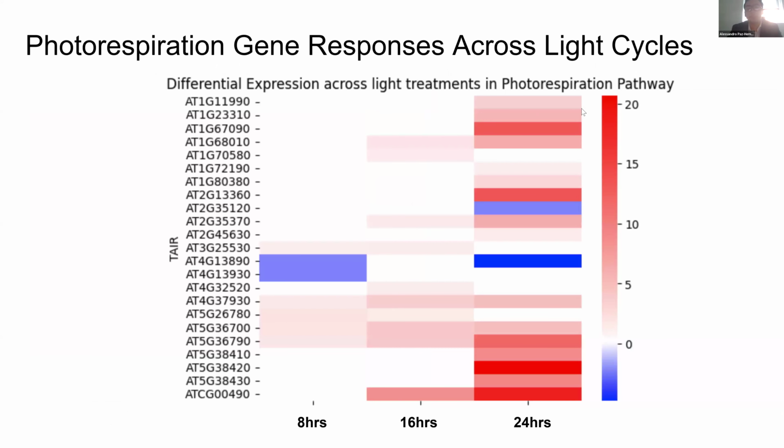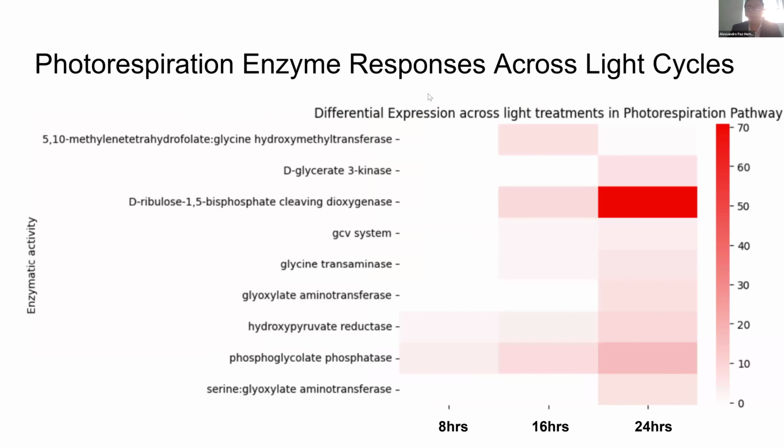So as any good bioinformatician would do, we plotted the heat maps. In this heat map, you can see increased upregulation across light cycles. And this is on the gene level. So we went a little bit deeper and we wanted to look at the enzyme level response. And we saw the exact same response and exclusively upregulation, so increasing upregulation across light cycle treatments. And as you can see here in the third column, you have Rubisco, the enzyme that we wanted to check for specifically in photorespiration, which seems to be really upregulated in the 16 and 24-hour cycle.